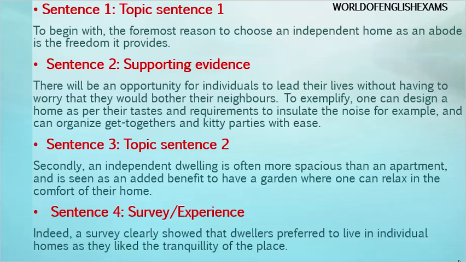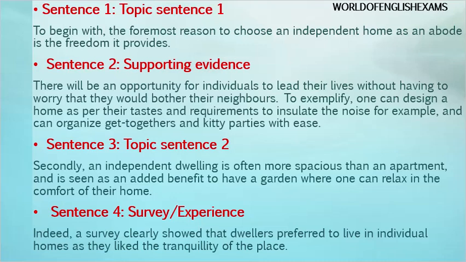Then I am talking about a survey. Indeed, a survey clearly showed that dwellers, who are people who occupy a home, prefer to live in individual homes as they like the tranquility of the place. So tranquility is the calmness, peacefulness. So this statement clearly states that people do prefer to live in independent homes as they have certain advantages. So as you can see, each and every sentence is well linked with the next one, offering a good level of cohesion and coherence. So this is how you need to write it.